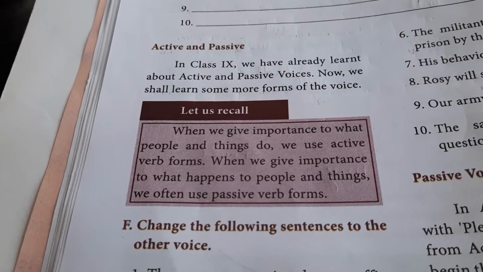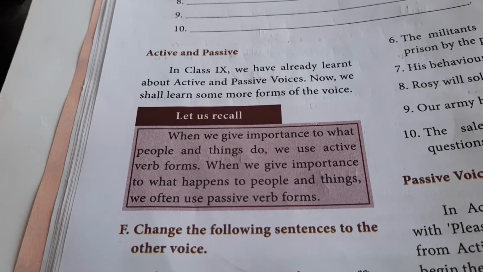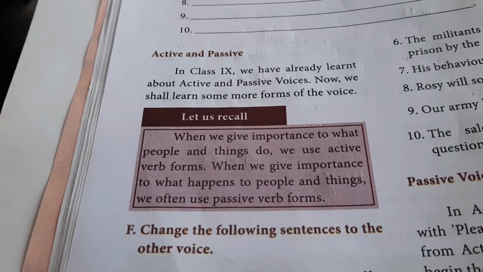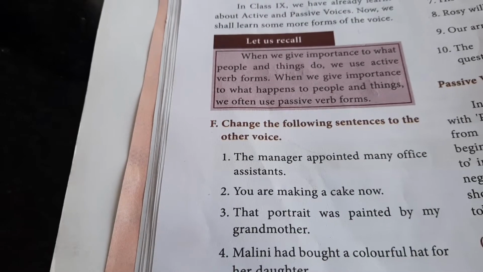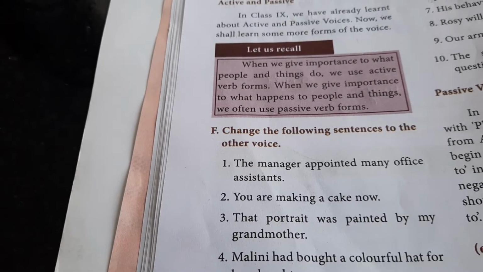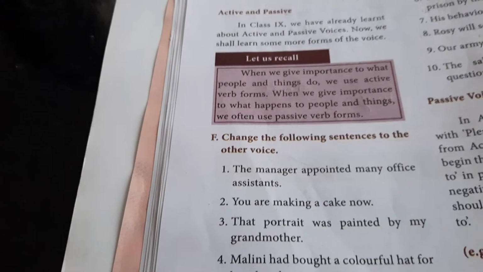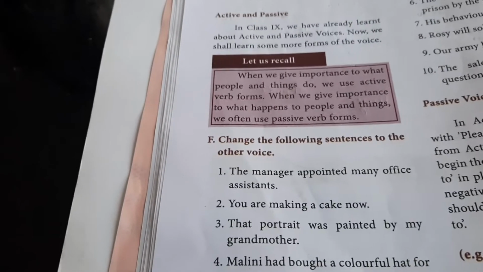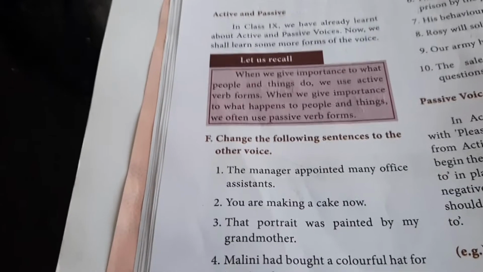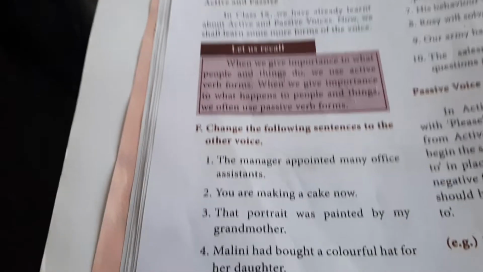When we give importance to the people and the things that do things, we use active voice. When we give importance to what happened to the people and things, we use passive voice. We are going to the exercise now. The manager appointed many office assistants. Change the following sentence to the other voice. The answer will be: many office assistants were appointed by the manager.